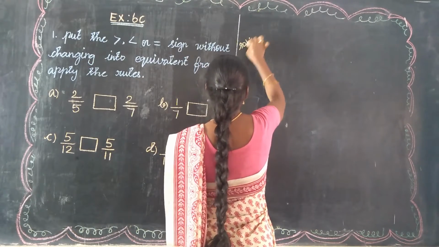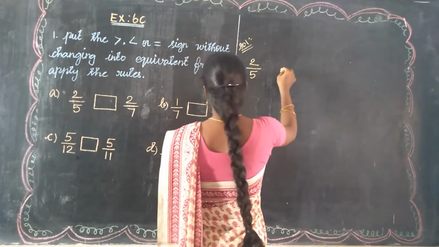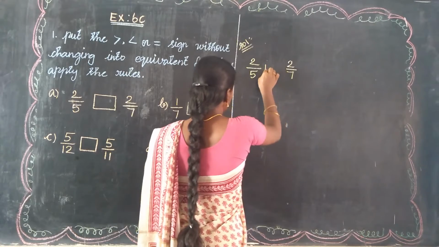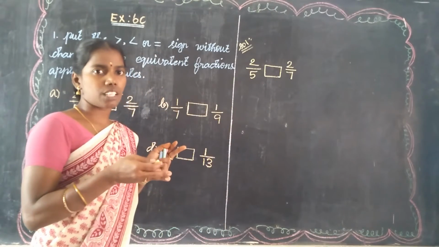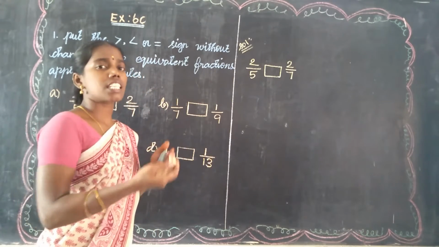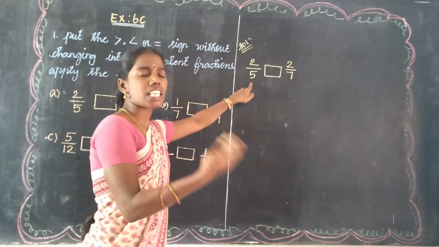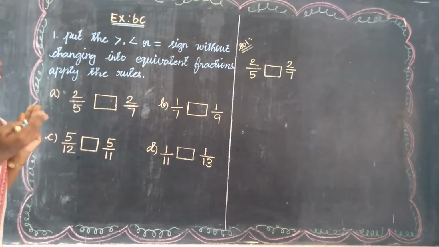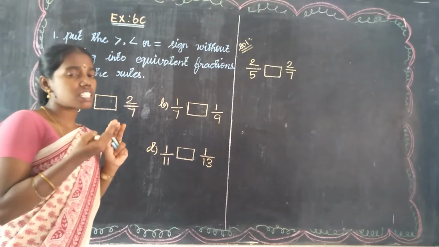First problem: the first fraction is 2 by 5 and the second fraction is 2 by 7. Listen, student, first we find out the numerator value. The numerators of both fractions are equal. Is it? Yes. Next, consider the denominator value: first fraction 5 and second fraction 7. Which is the highest value? 7 is the highest value, but this number is in a fraction.